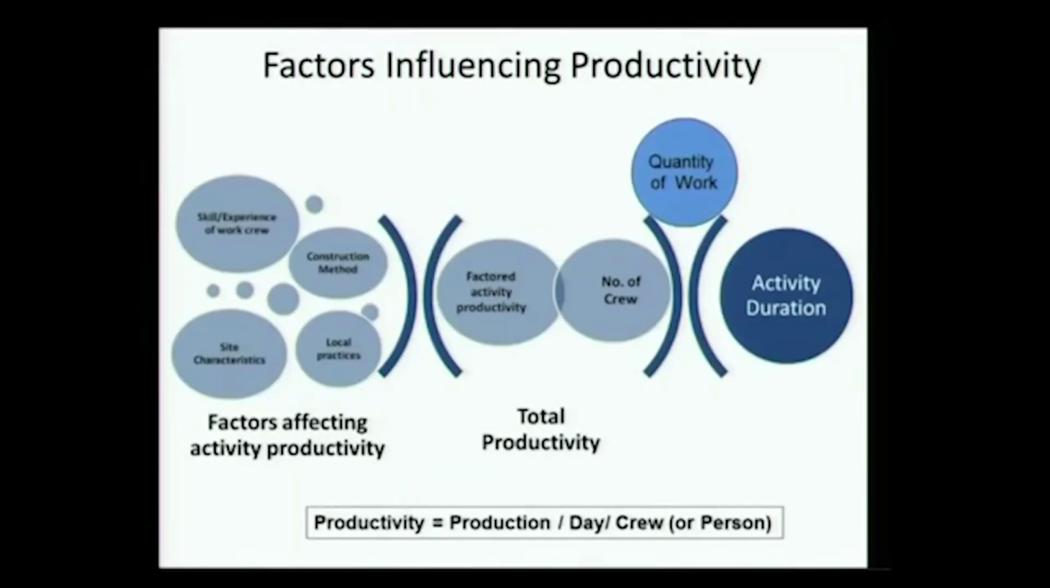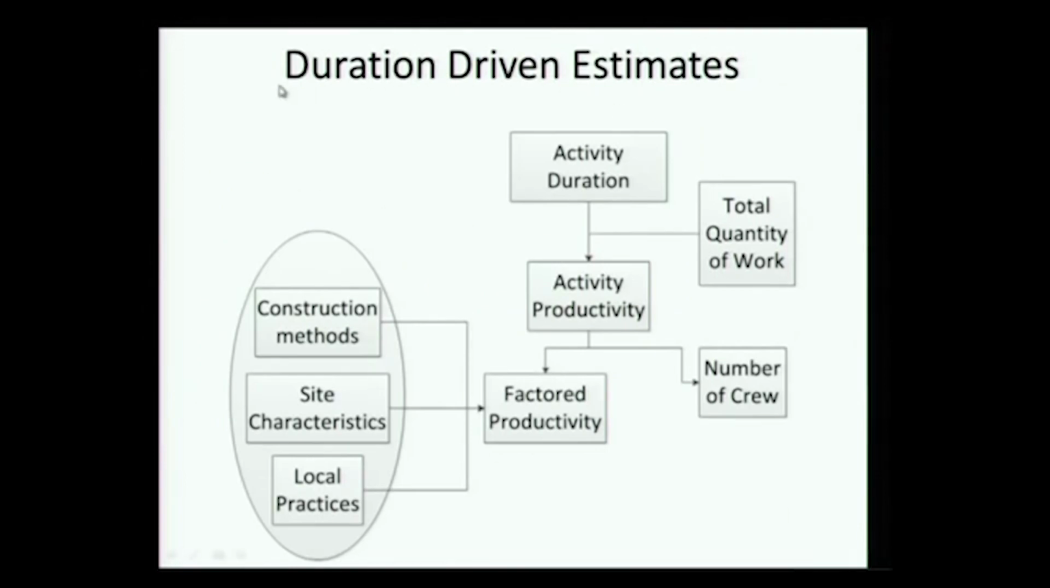Now we move to what influences come into play when we have to calculate duration. We have an activity duration here. We talked about activity productivity, construction method, and site characteristics. All of these influence the productivity to give a factored productivity. We have the quantum of work, and we can decide on the number of crew to change production and thereby change the duration. I'll take an example later, but let's discuss this here.